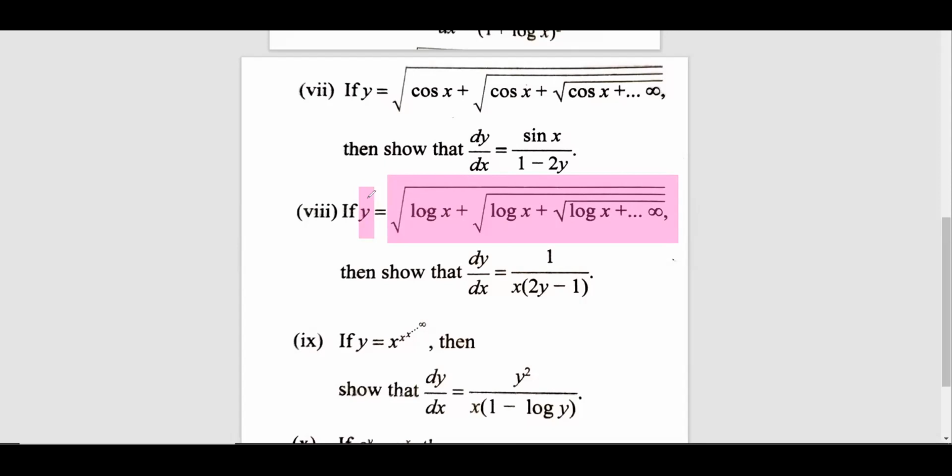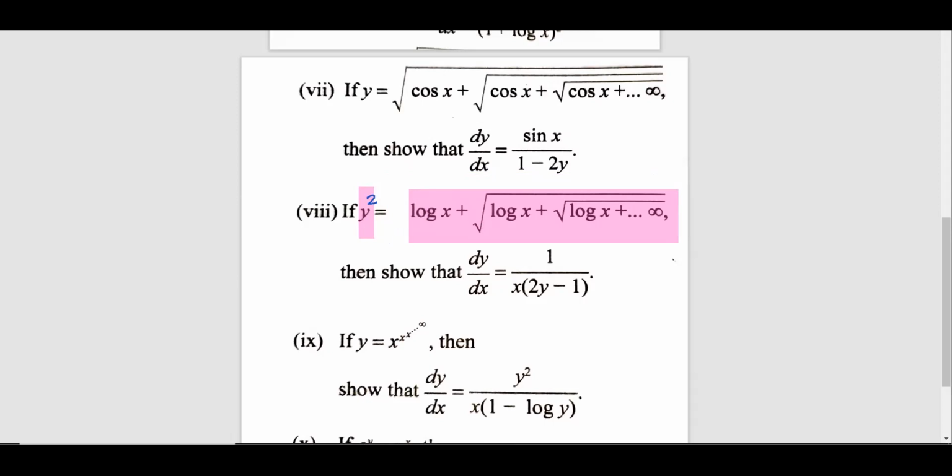On the left you will get y square, and on the right side, what will happen? The outermost square root will be removed. You see this? You will not have this square root. So you will get y square equals to this thing.